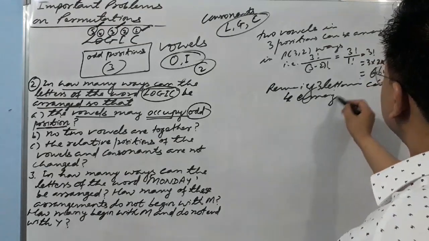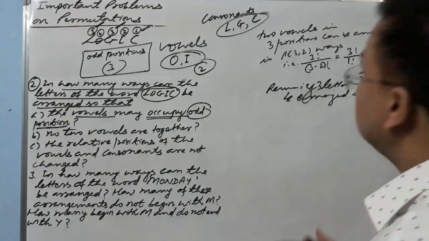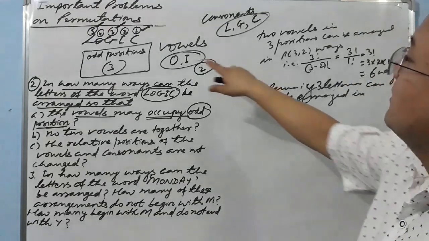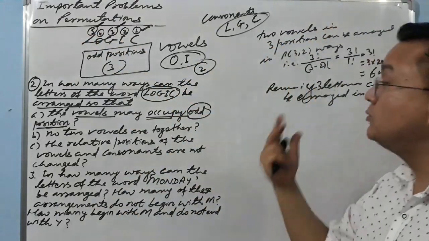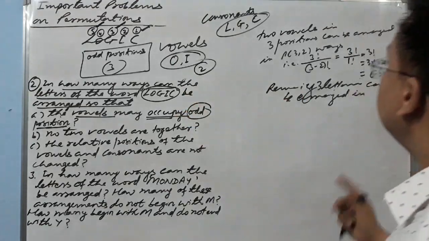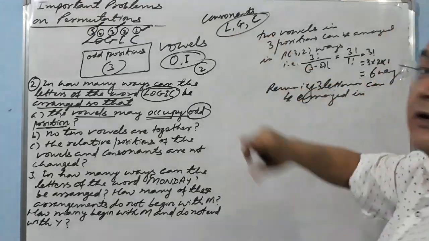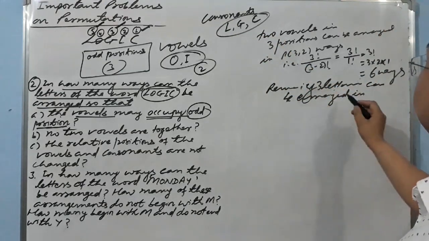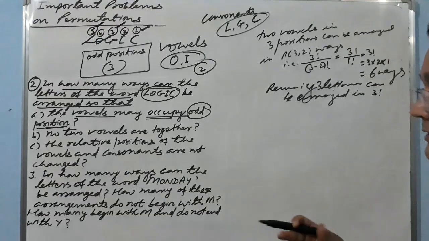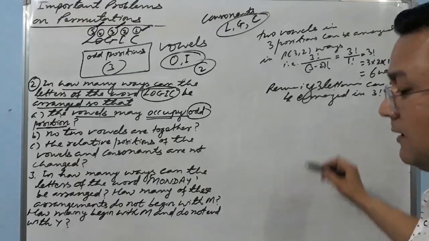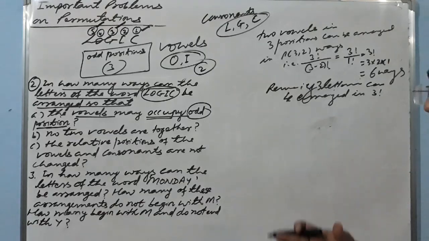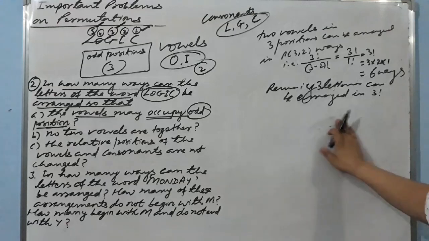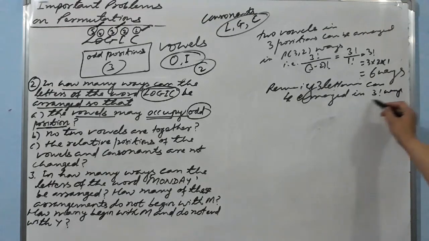So the remaining 3 letters can be arranged in 3 positions. Total positions are 5. The vowels occupy 2 positions, and then we have 3 remaining letters and 3 positions. The remaining 3 letters can be arranged in 3 factorial ways, because we have a formula: arrangement of n objects taken all at a time means n factorial. So 3 factorial is 3 times 2 times 1, which is 6 ways.